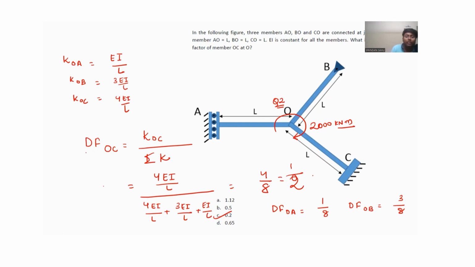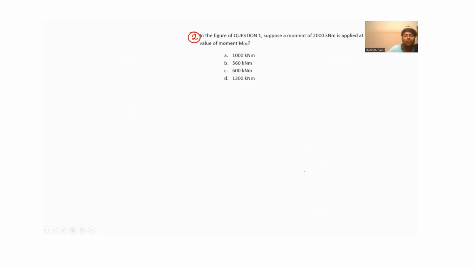It will attract simply in the ratio of its distribution factor only. So the distribution factor is half. So the answer will be half of 2000. 2000 is the moment value applied, and half is the distribution factor of OC into M. So you are getting 1000. And that is option number A.